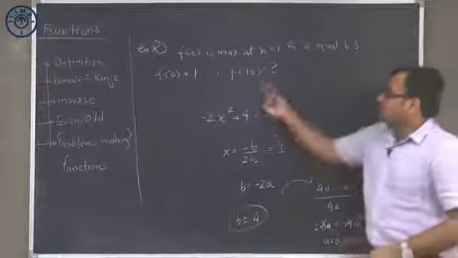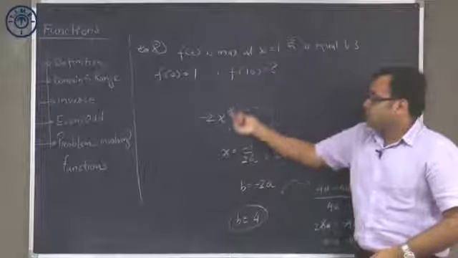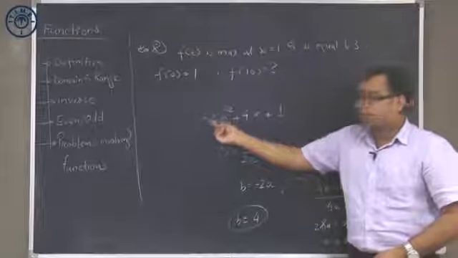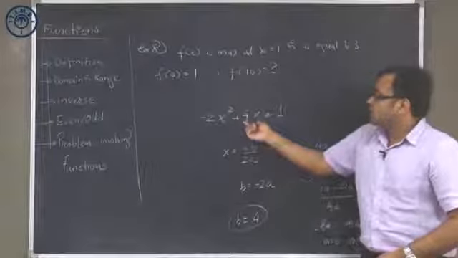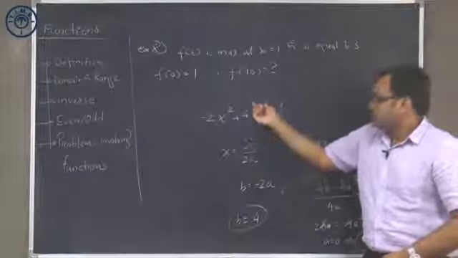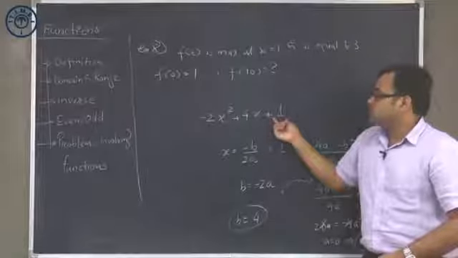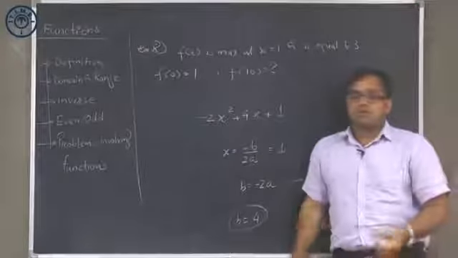We have been asked to find the value of f of 10. So for f of 10, 10 square is 100, 100 into minus 2 is minus 200, minus 200 plus 40 is minus 160, minus 160 plus 1 is minus 159. That's your answer.